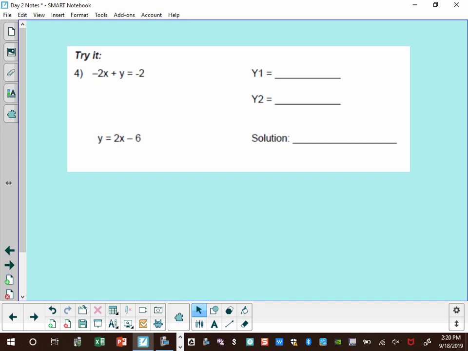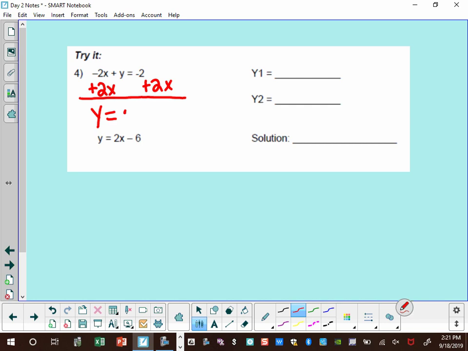Okay, so first we need to grab our pencils, and let's solve for y. This was the easy one. I'm going to add 2x to both sides. And I'm left with y equals 2x minus 2. So that's going to be my first y: 2x minus 2. My second one is already in y equals, right? So it's going to be 2x minus 6.